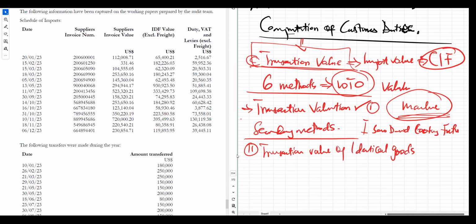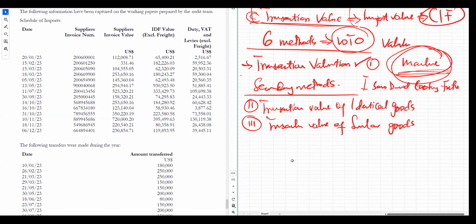Good. Now, if we can't find the same identical machine, then we can use what? The transaction value of similar goods. Okay, so let's say there was another machine which also functions like this one, but it is smaller. Or another machine that looks like this one, but it's not the same thing. If somebody has imported some into the country, we can use that value to determine your customs duty.